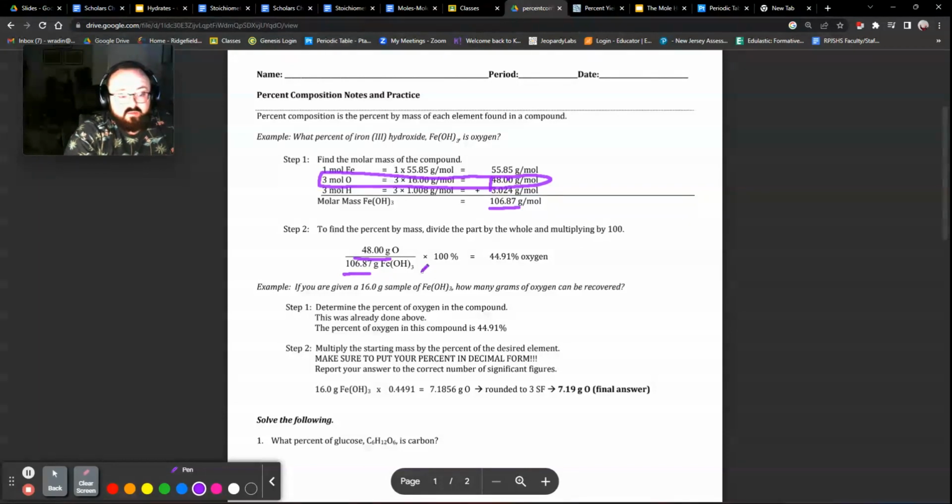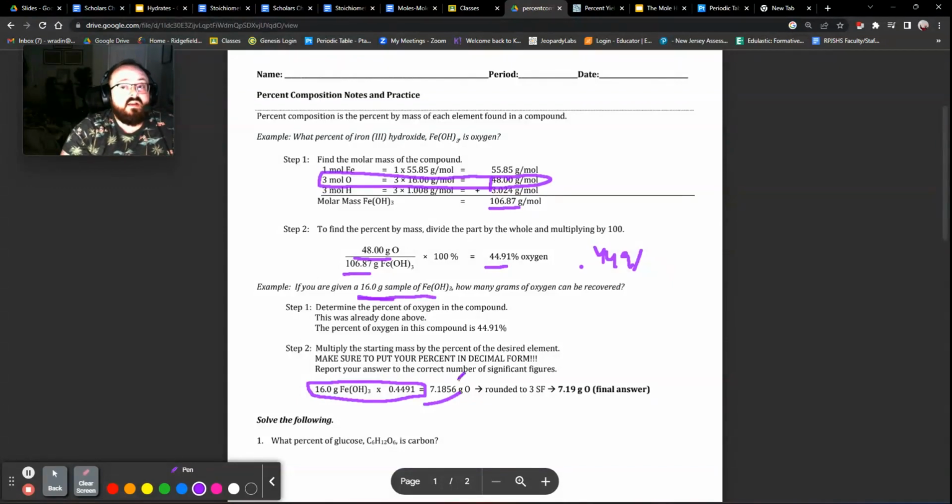And then we can also see here if you're given a 16.0 gram sample, how many grams of this, which is the percentage, which is just 0.4491, right? That's what this is. Percentage, you just divide it by 100. You get it in decimal form. You just multiply 16, the sample size, by this number, and that gives you 7.19 grams of oxygen. So I'll ask you a question like that.